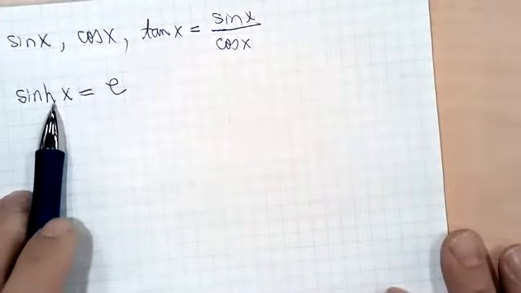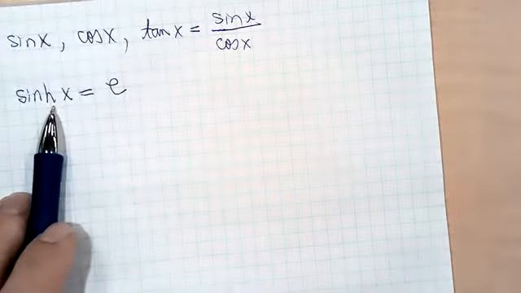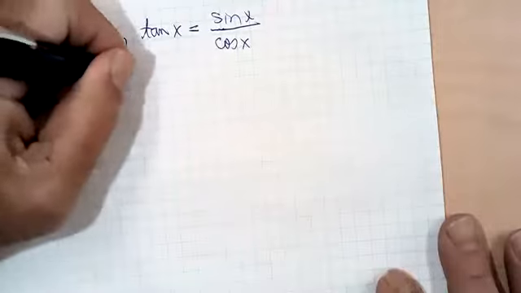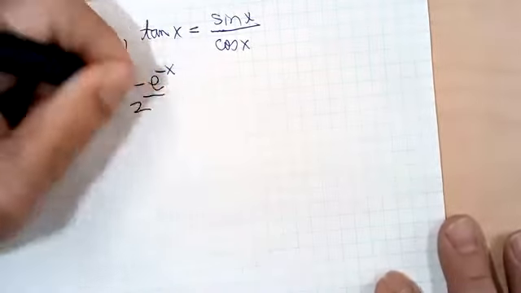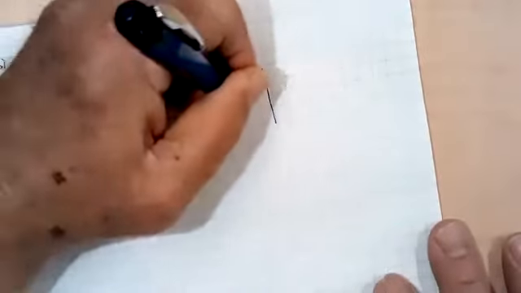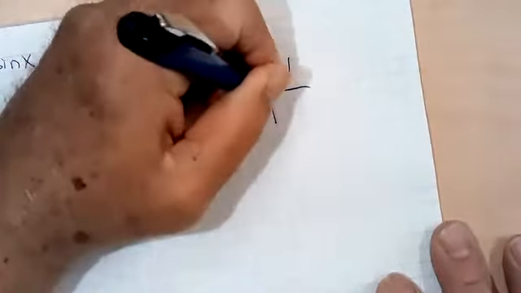So sinh is officially the hyperbolic sine, and that's e to the x minus e to the minus x over 2. Its graph is sort of kind of like this.